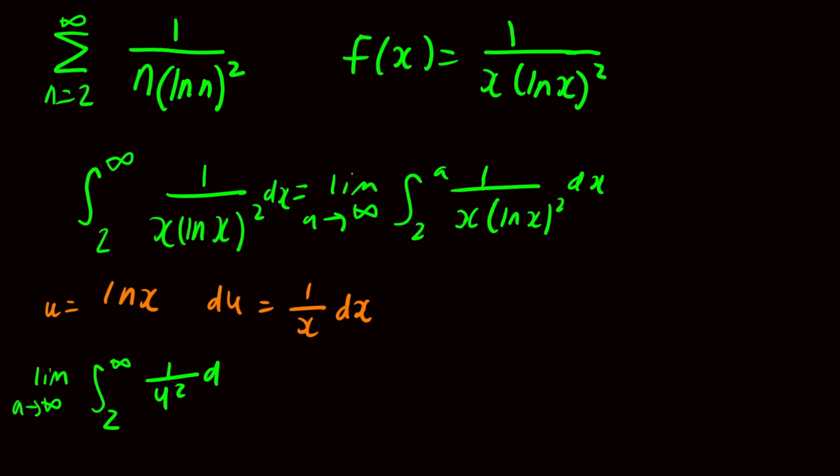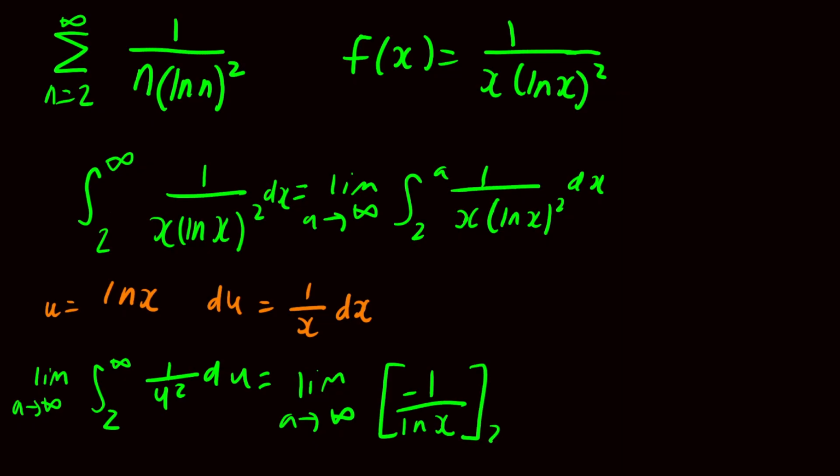Shoot, I keep forgetting the limit. You can't forget the limit, don't be like me. So the limit as a goes to infinity of negative 1 over ln x from 2 to a.